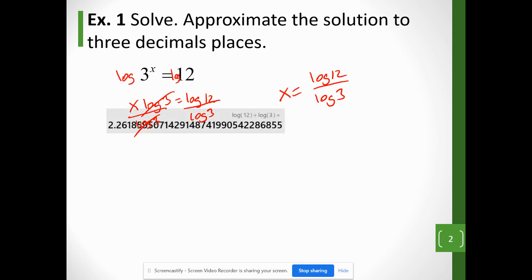I'm going to grab my calculator. Log of 12 divided by log of 3. Let me erase this right here. Log of 12 divided by log of 3. Remember, I have to do 3 decimal places. My 8 is big enough. I'm just going to call this 2.262.